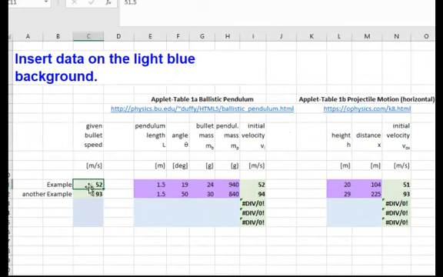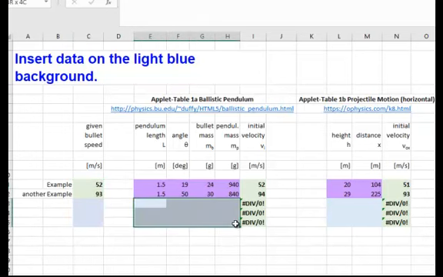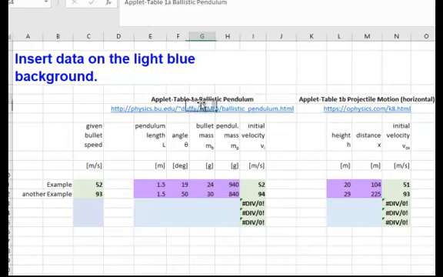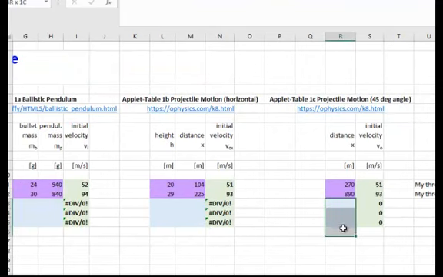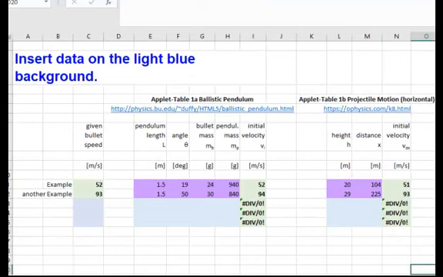This one here is the given bullet speed. This is the luxury that we don't have in the real experiment. That's actually what you have to figure out. You just don't know it. So of course the applet is able to give it to us. And then all the rest here, this is what we have to measure: for the ballistic pendulum there, and then for the two projectile motion methods we measure the height and the distance, and then we measure just the distance for a given 45-degree angle. Okay, so let's get started on this.